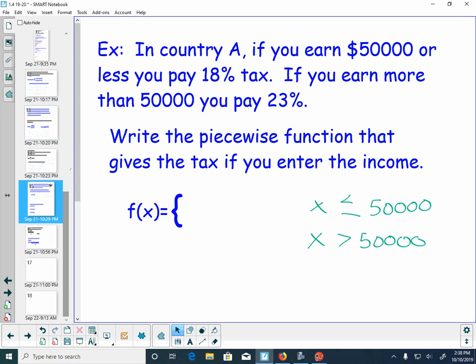All right, so we got this. How are we going to get the tax? If we want 18% of a number, how do we get 18% of a number? Antonio. 0.18x. Do people agree with 0.18x? Yes? All right, so I think that we want our function to be 0.18x if x is less than or equal to 50,000. And then what's the other one going to be? Yeah, 0.23x if x is greater than 50,000.